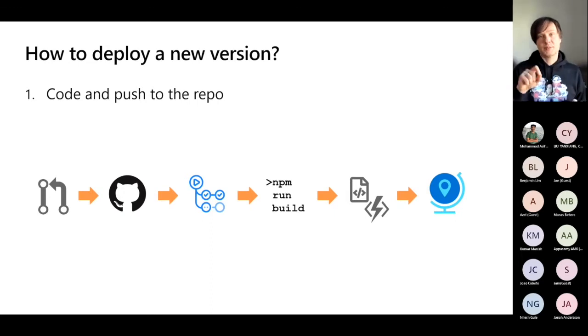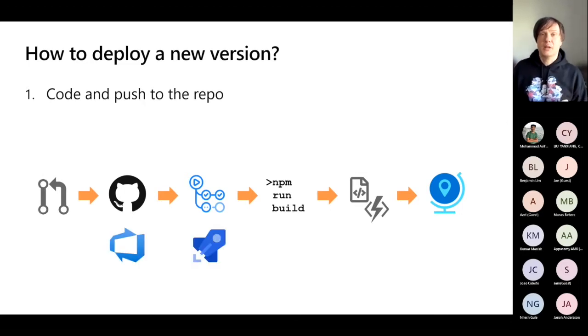So this may be the standard flow where you have your source code hosted on GitHub, but it's also possible to set up exactly the same flow with Azure Repos and Azure Pipelines. So that's also absolutely possible.